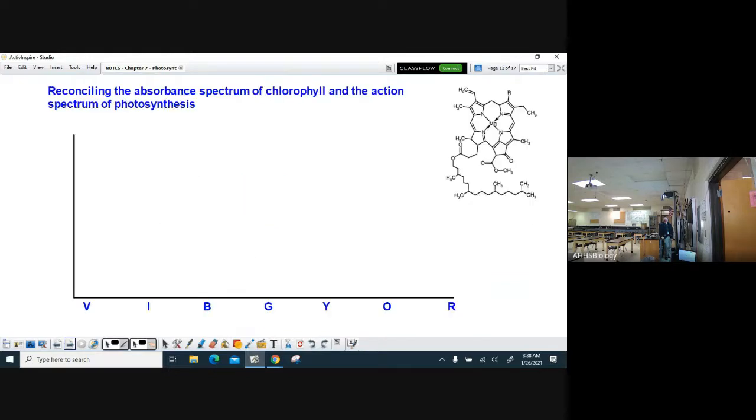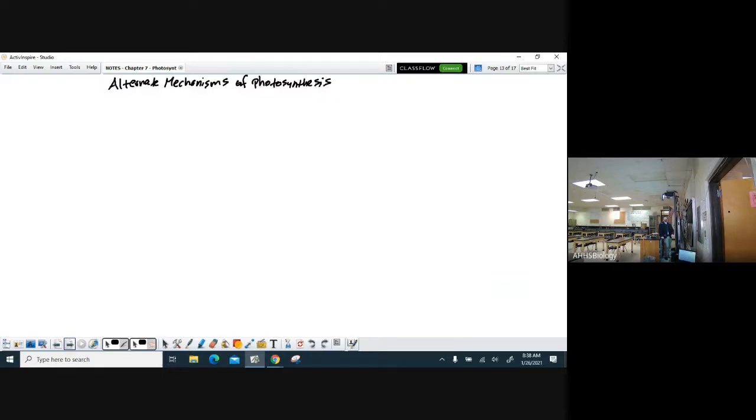Okay, so now I want to complicate photosynthesis. I want to see other things about it. And so we're going to look at reconciling the absorbance spectrum of chlorophyll and the action spectrum of photosynthesis. We're going to look at alternate mechanisms of photosynthesis, and we're going to look at the problem of photorespiration and then how to solve the problem of photorespiration. Basically, we're going to take regular photosynthesis and see what's going on with making it a little bit different.